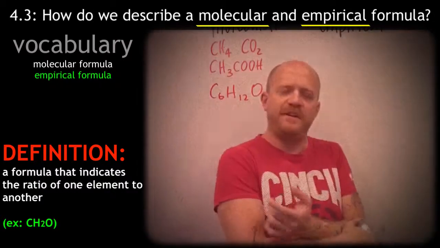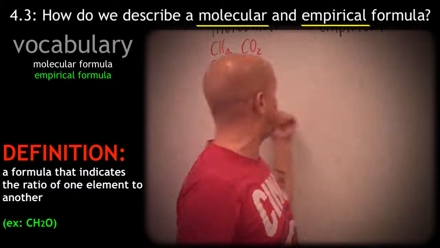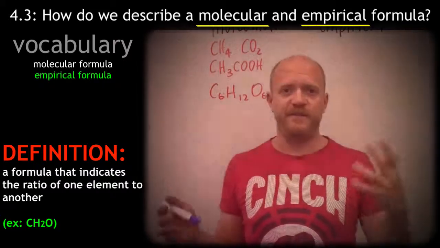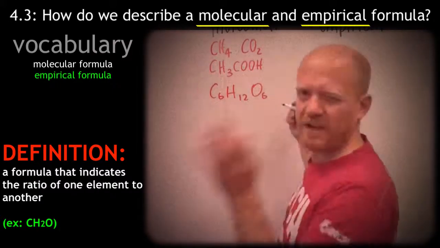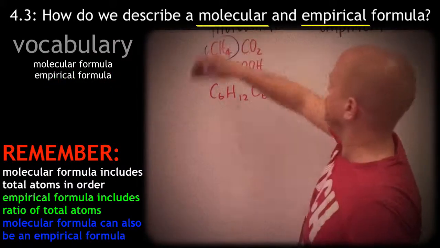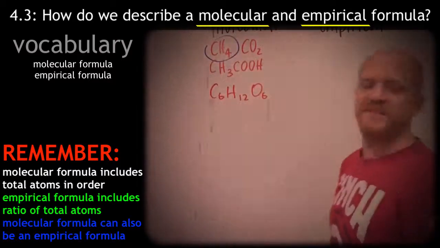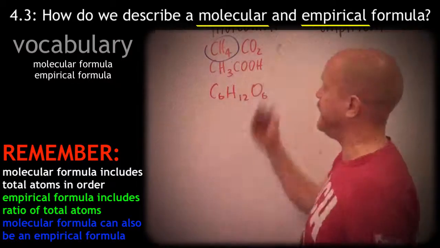Now, an empirical formula, all it really means is it is a ratio of one element to the other. So what you're going to do is total up the elements and their ratios, and simplify it into its simplest terms. Watch. CH4, let's take this one right now.